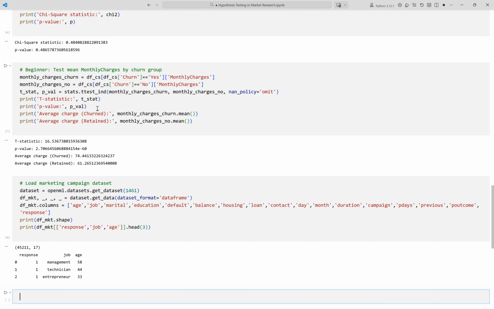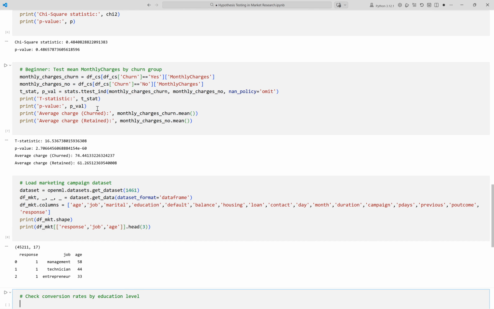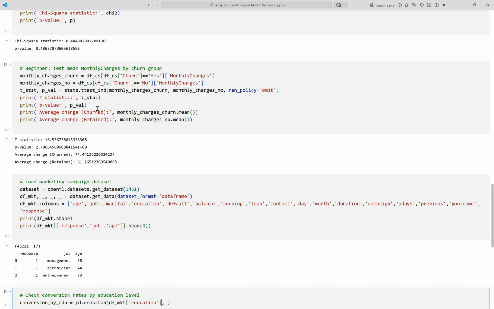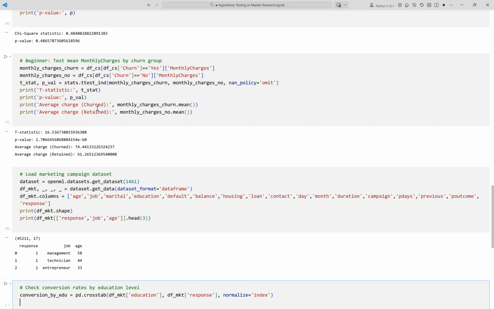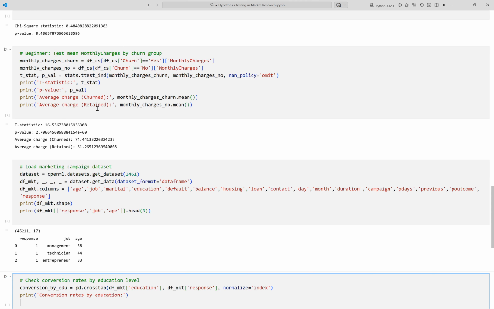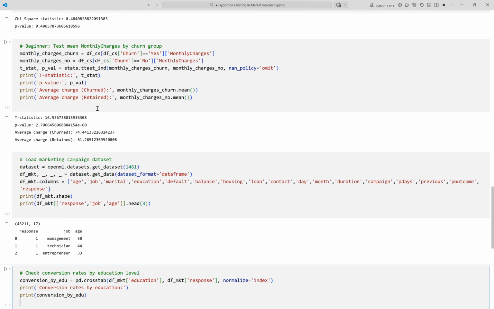A typical campaign question is, which education group converts most? We compute conversion rates using crosstabulation. We print the result for business optimization. Now you can spot which education level is more responsive.